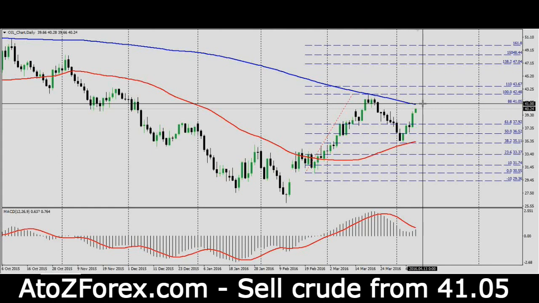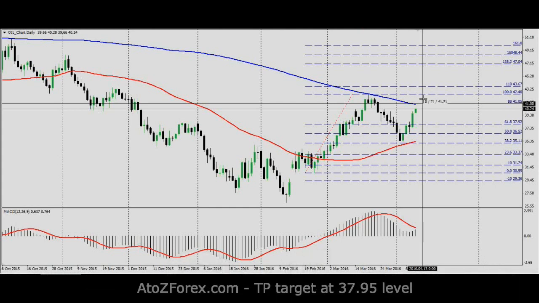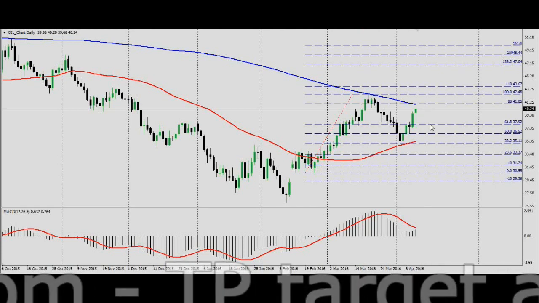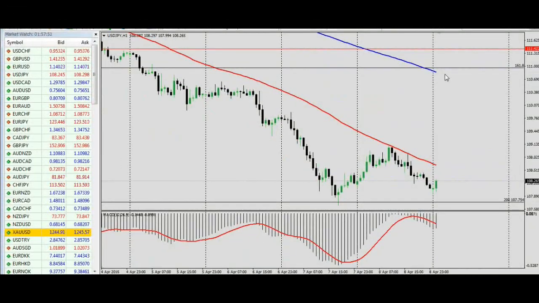So I would actually be placing a sell limit order from there with 50 to 100 points of stop loss, and I would initially be looking for the 37.95 level as my first take profit target, which is the 61.8% Fibonacci retracement zone.